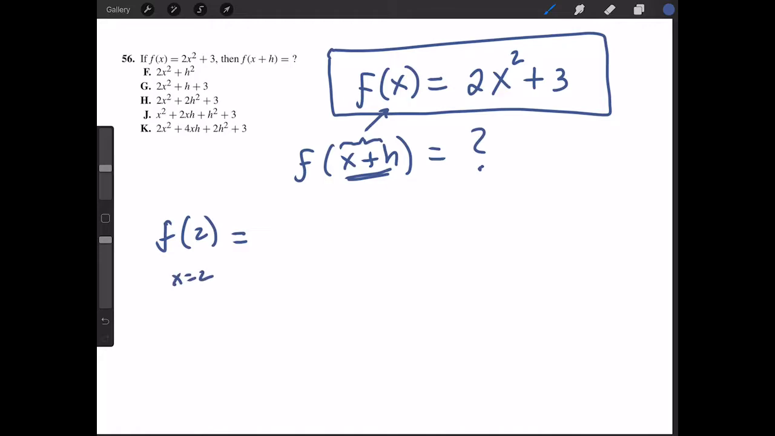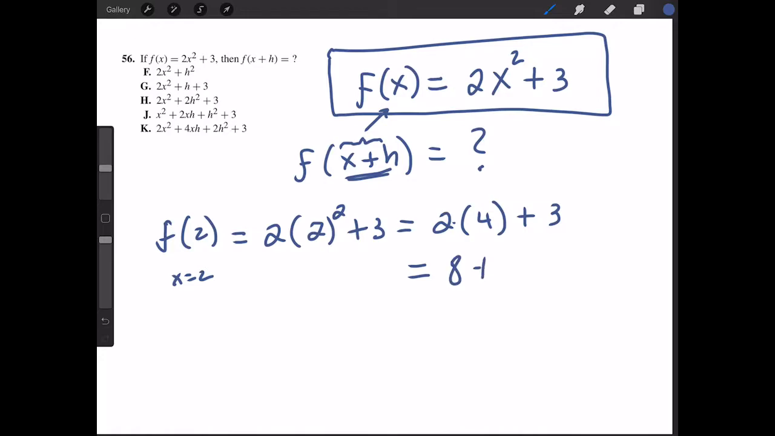You would replace x with 2, and so you would have gotten 2 times parentheses 2 that's being squared, and then plus 3, which would have given you 2 times 2 squared is 4, so 2 times 4 and then plus 3. We're doing the order of operations here, exponents first, and then we multiply 2 times 4, which is 8, then 8 plus 3, so the answer would be 11. So the answer to the question, what's f of 2, would be equal to 11.